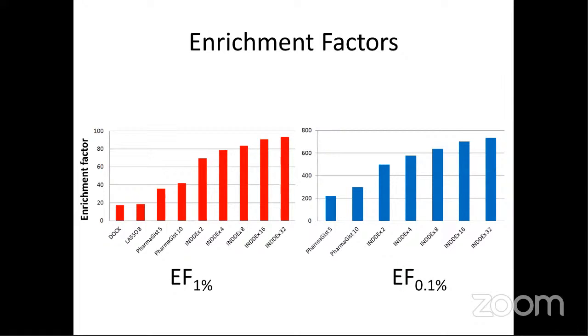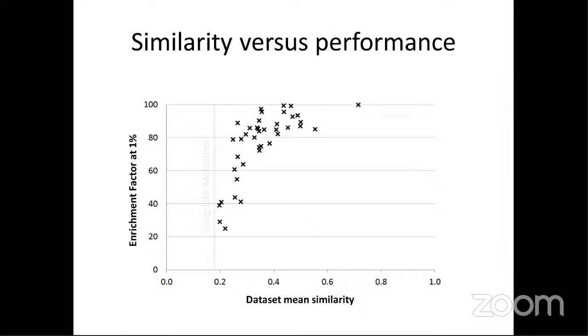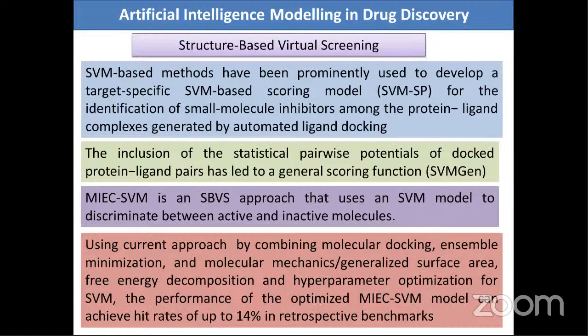So this interaction factor can also be easily identified, that 1% and 0.15% interaction factor. When we compared with the other software, we'll find that this index software is having the highest number of enrichment factors as compared to the other software which are being used. So the performance, similarity, and target size can be estimated with the use of this particular software.